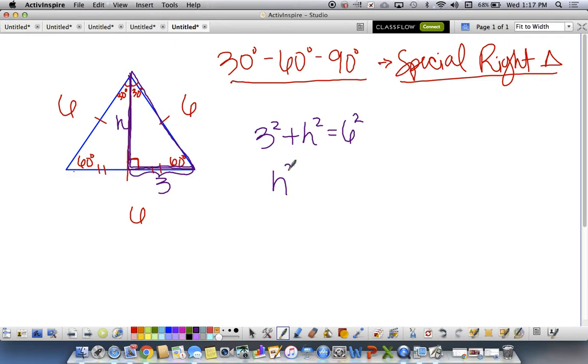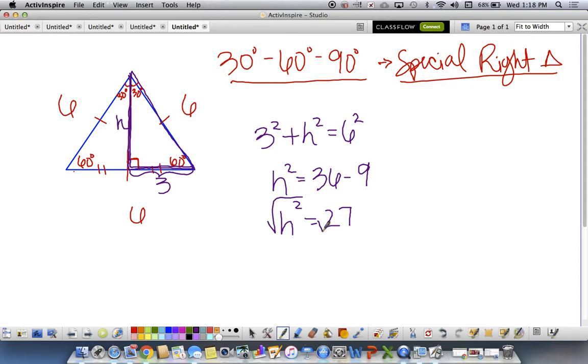So h squared equals, what's 6 squared? Minus 3 squared, 36 minus 9. This was much trouble last time. We're subtracting 9. Don't subtract 11. So h squared will equal 27. It's okay, you're definitely not the only one who's done that, even today. They put 25 because it's nice, so it would come out nice. But they're not going to come out nice. The 45, 45, 90 didn't come out nice.